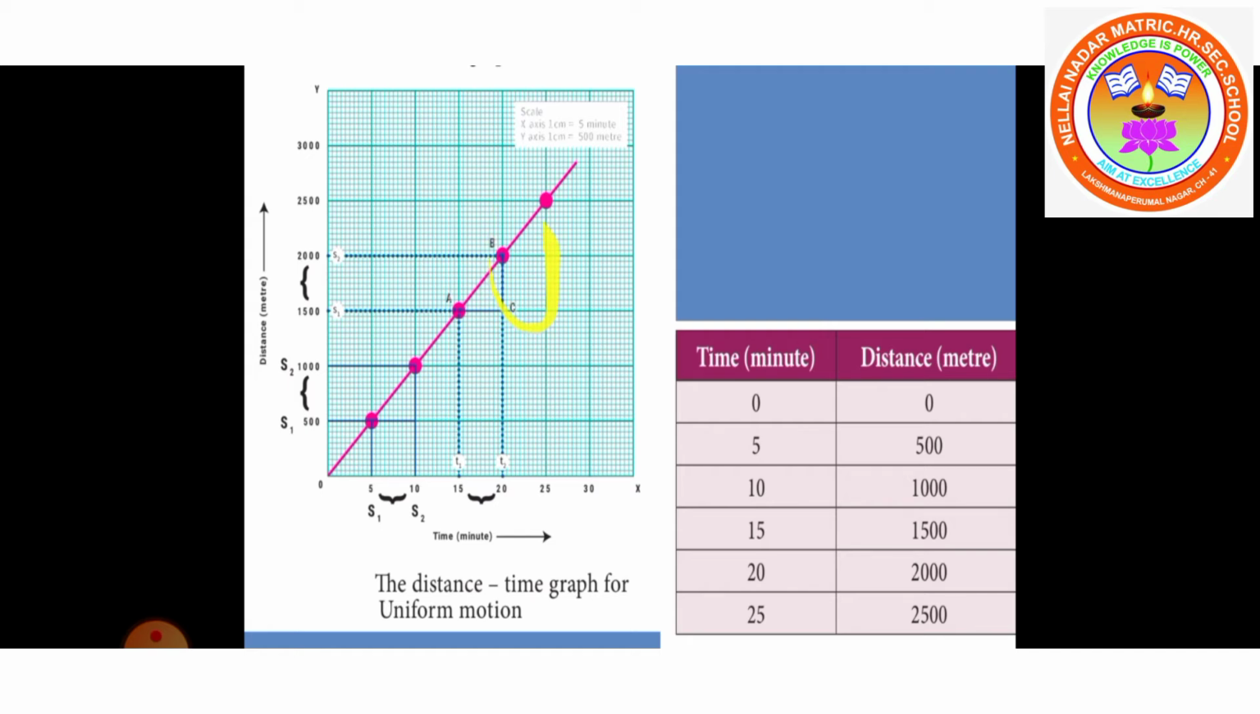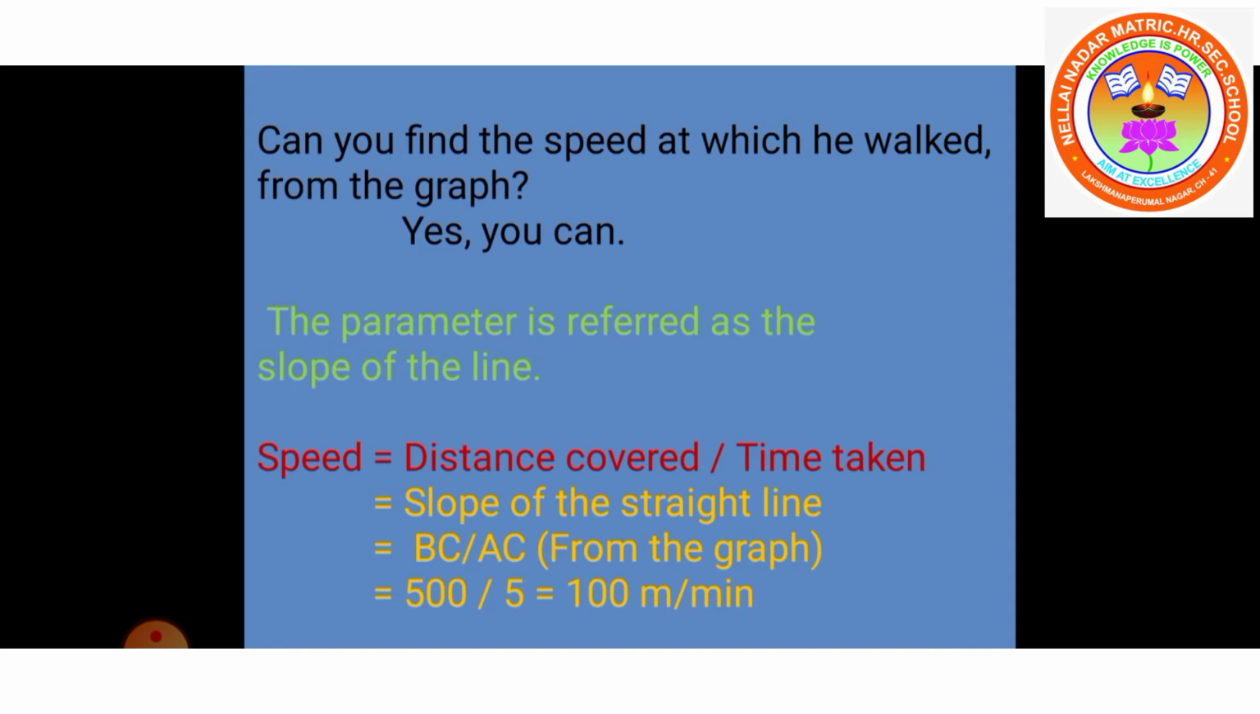So what is the meaning of BC? BC means the change in the y-axis, that is the change in distance. What is the meaning of AC? AC means the change in time. So BC divided by AC means change in distance divided by change in time, which gives the velocity, the speed. Okay students, so here we are taking speed equal to BC divided by AC. BC is the distance covered, the change in distance, divided by AC, which is the time taken.